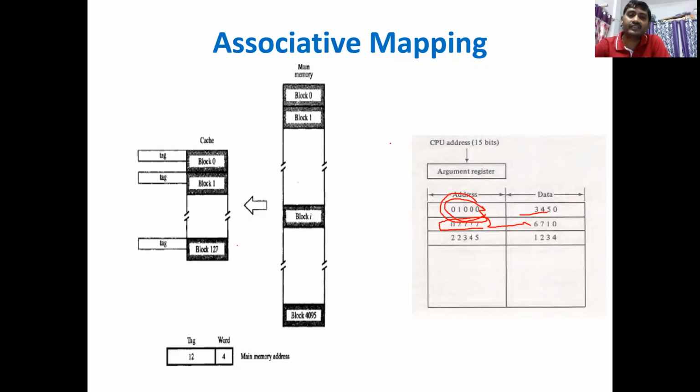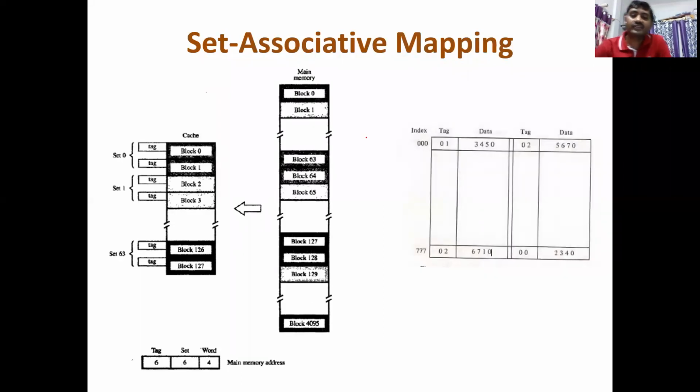Coming on to the next, set associative. Just now I told you that in the direct method, we have a problem that the same index with different tags cannot exist. Now see here, I have an index. I'm taking a set of two tags, 01 and 02. So 000 is my index. So 01000 and 02000 will be placed here. That is what is called a set. See here, two different tags but the same index, block 0 and block 1. It will be stored in that way.